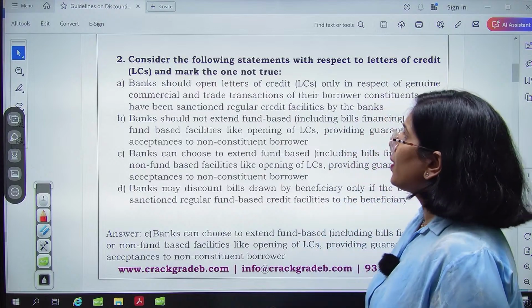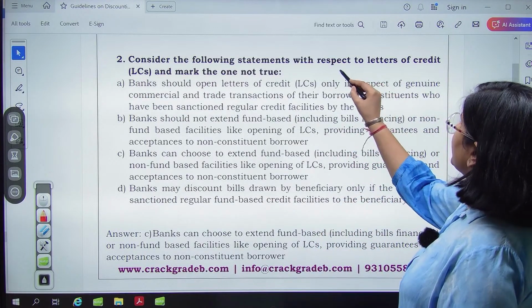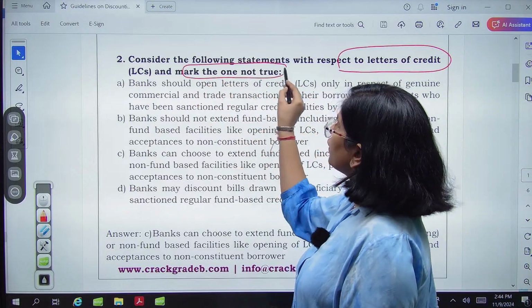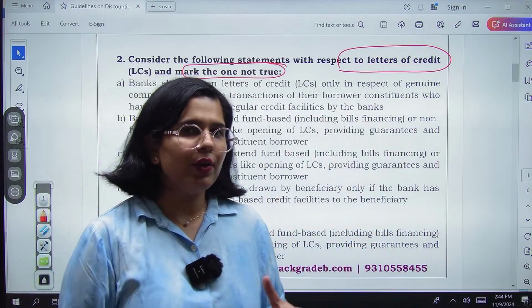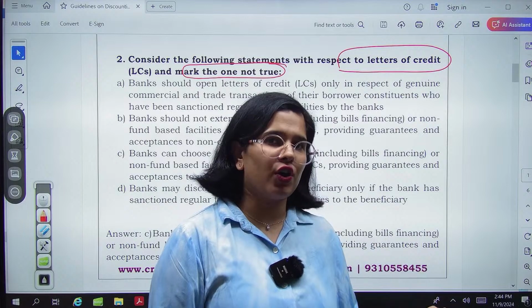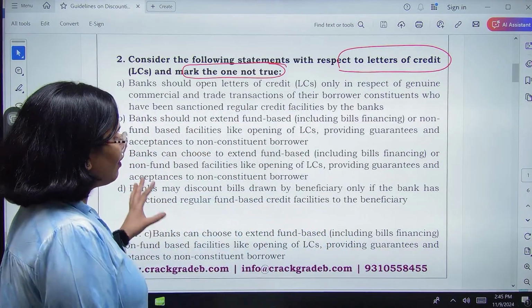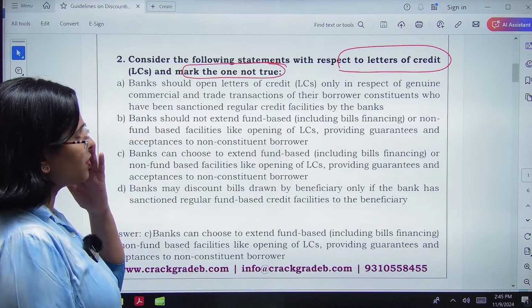Okay. Now question number 2, consider the following statement with respect to letter of credit and mark the one which is not true. So you have to consider the following statements and then you have to see that which one of the following is not true, right? You have to identify. So we will talk about letter of credit as well, but first let's look at the options which are given to us.